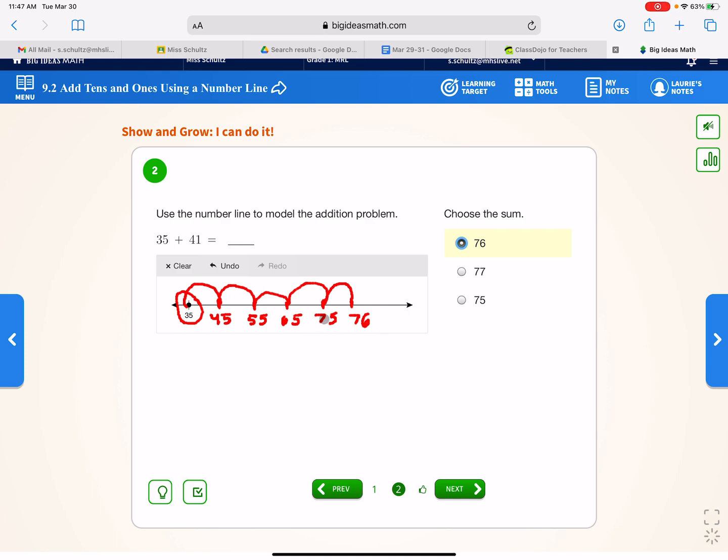What I like to do is look at my tens place value. We have 3 plus 4, and that brings our answer in the tens place to 7. Then we have 5 plus 1 in our ones place, and 5 plus 1 is 6. So that makes our answer 76.